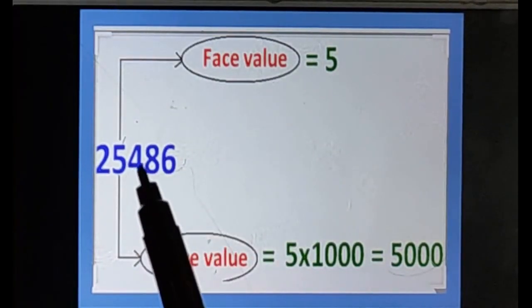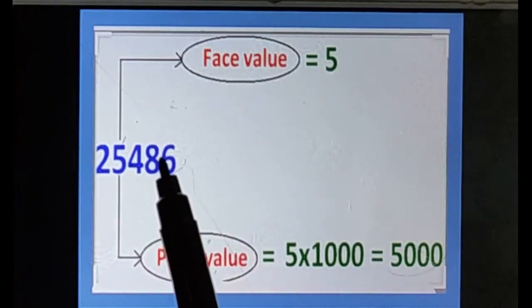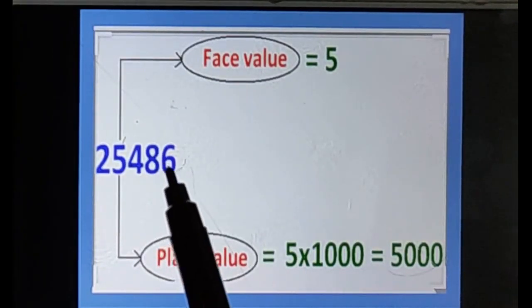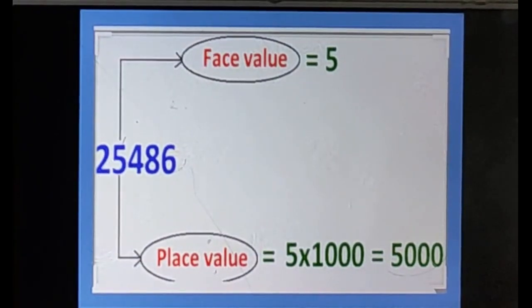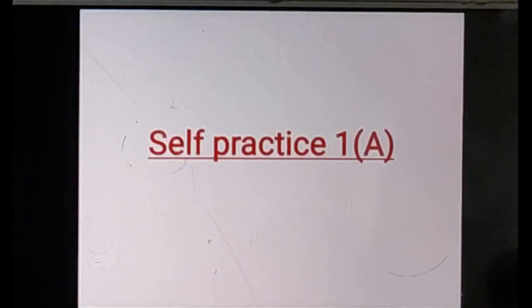If they ask what is the face value of 4, then 4. What is the face value of 8? 8. What is the face value of 6? 6. What is the face value of 2? 2. So this is the example. Okay. So using this concept we are going to solve the further exercise. All right. So students, let us start solving the exercise.